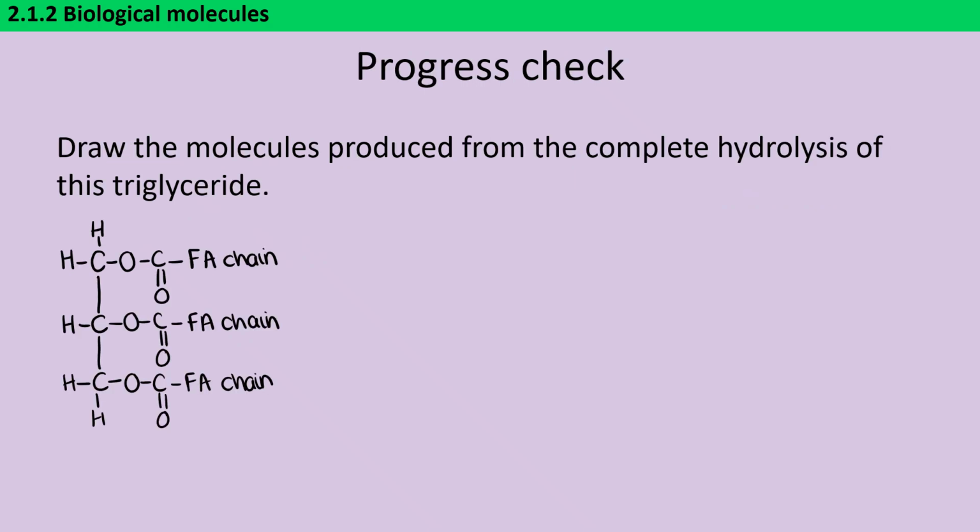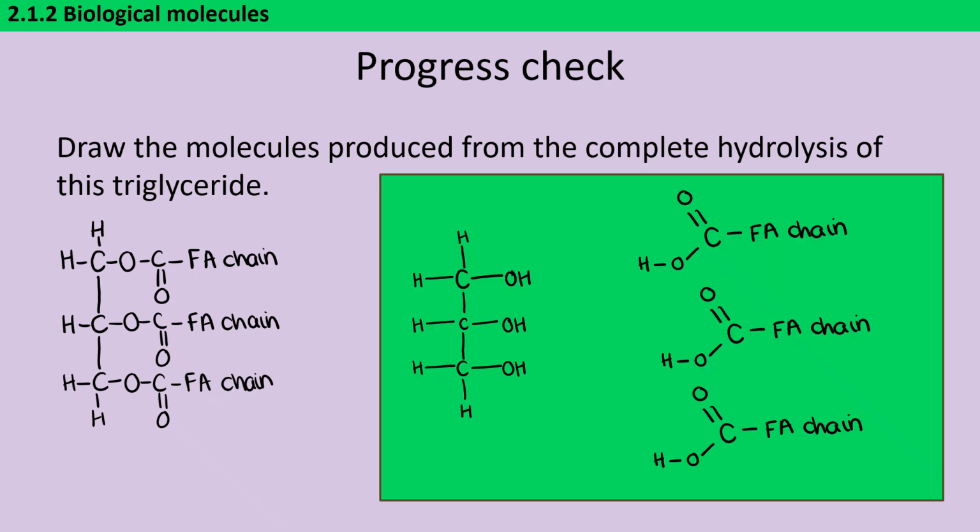Here is a really simplified diagram of a triglyceride. So now that you know what hydrolysis is, can you draw what the products will be if this triglyceride undergoes complete hydrolysis? In other words, it's been hydrolyzed as far as it can be. So with a bit of luck, you managed to draw a glycerol molecule, and then you've drawn some fatty acids that have a carboxyl group on the end, and there are 3 of them.